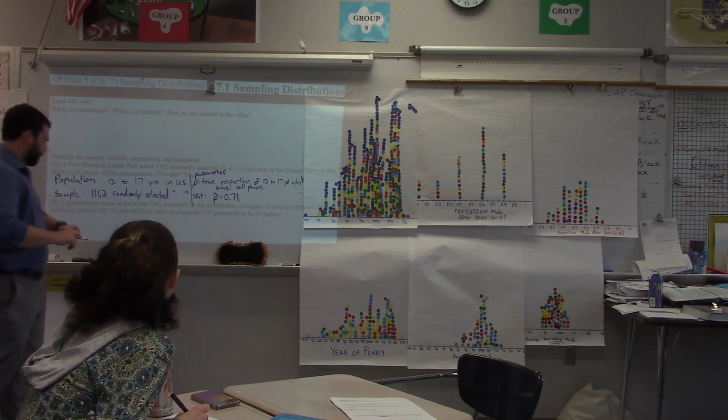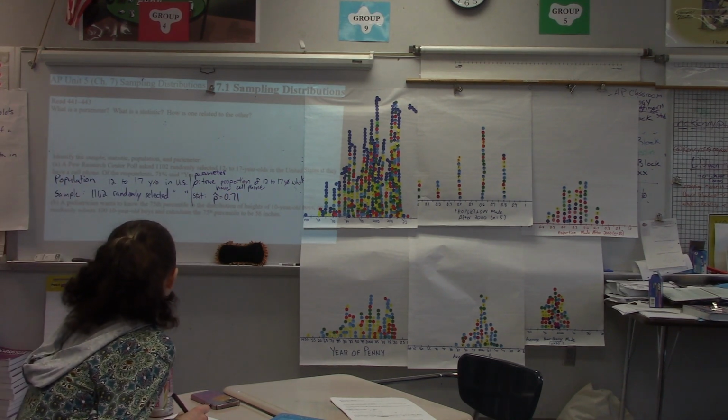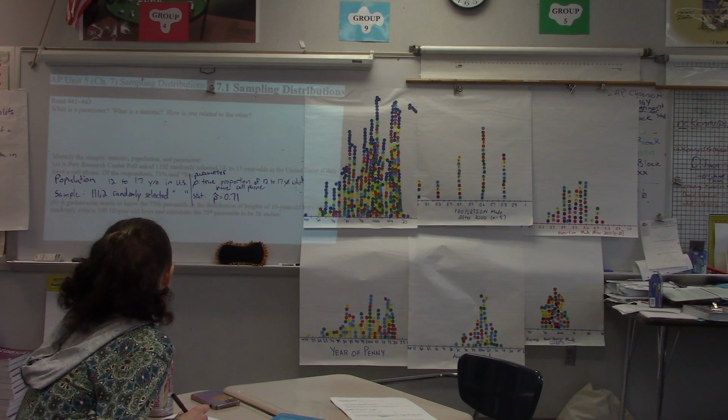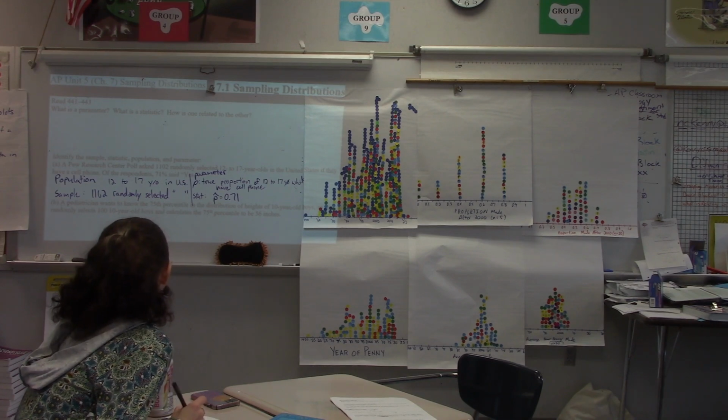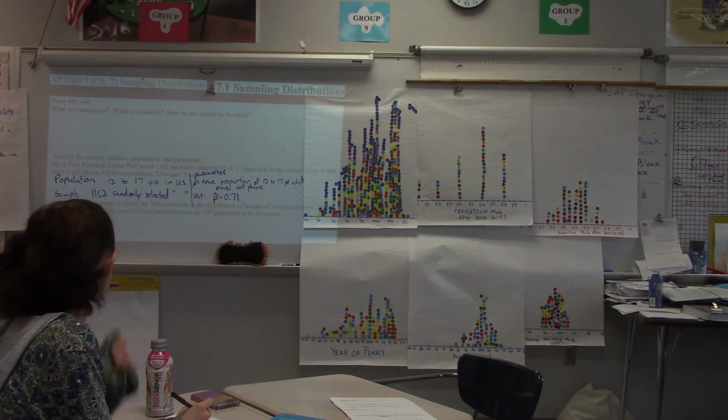Alright, so we've got five minutes. Population: all 12 to 17-year-olds in the U.S. The sample then is the 1,102 that were randomly selected, right? The sample is who we get our data from.